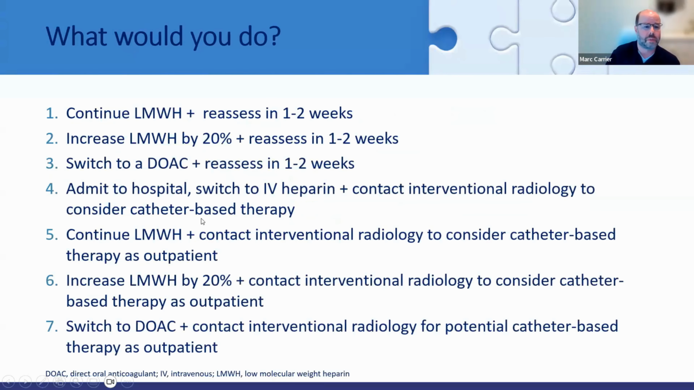So would you continue low-molecular heparin, saying we need to be patient, maybe add a little bit of anti-inflammatory like celecoxib, and reassess in 1 or 2 weeks? Would you say this is going nowhere, I'm just going to boost up the low-molecular heparin by 20%? Would you switch to a direct anticoagulant at this point? Would you now admit to hospital, IV heparin, consider catheter-based therapy, or would you do that in the setting of low-molecular heparin, an increased dose, or a DOAC? What would you do at this point?